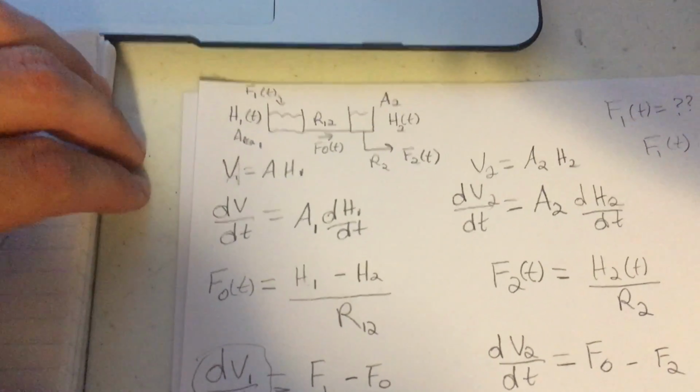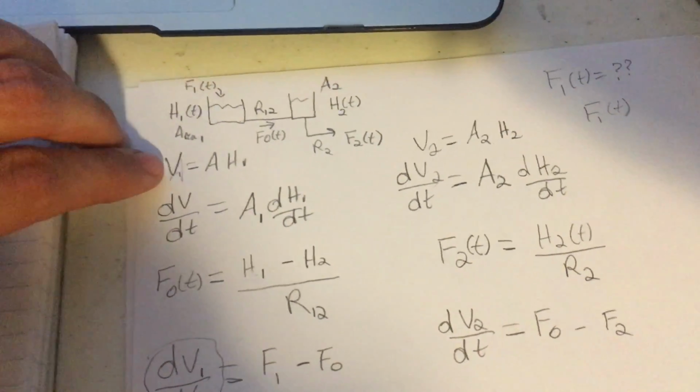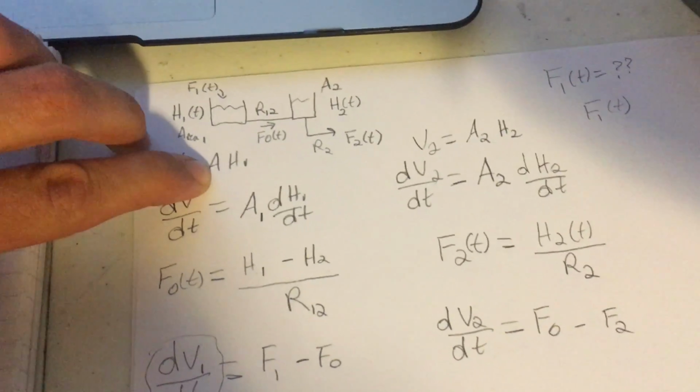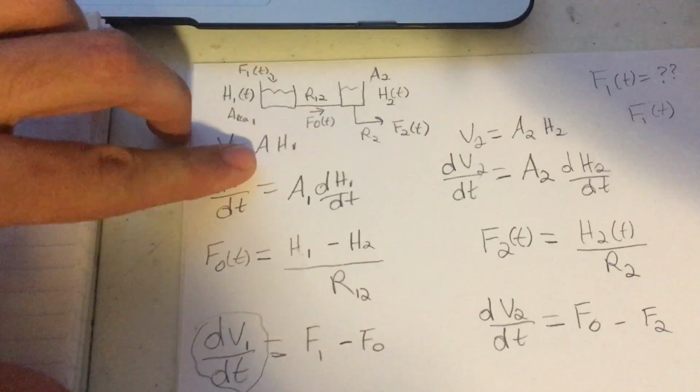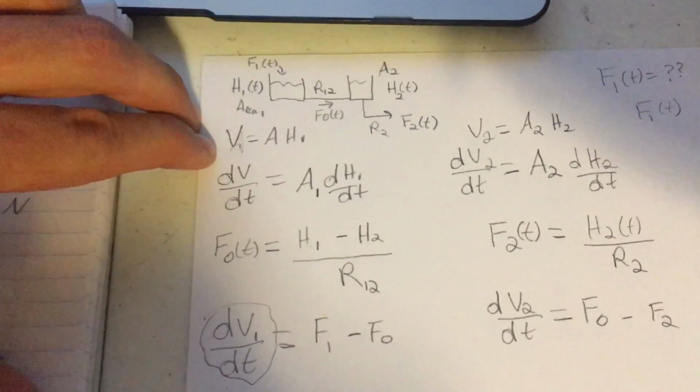So we described the water changing as a change in volume. The volume of the water is equal to the area of the tank times the height of the water. So area times H1, that's where that comes from. That's why V1 is important.